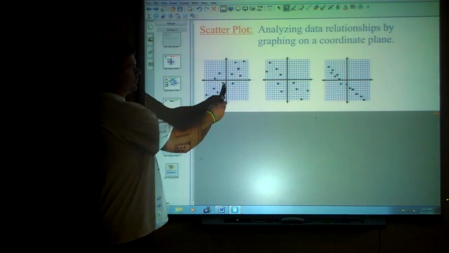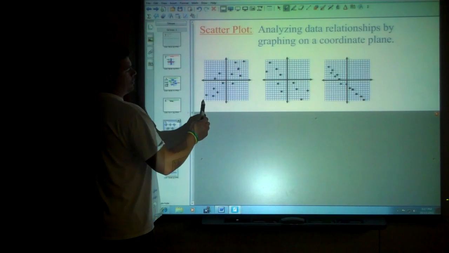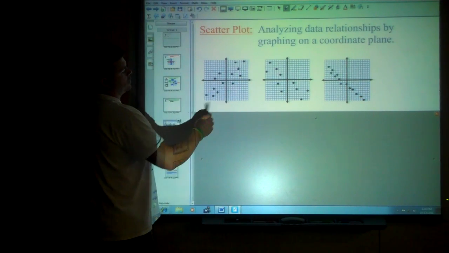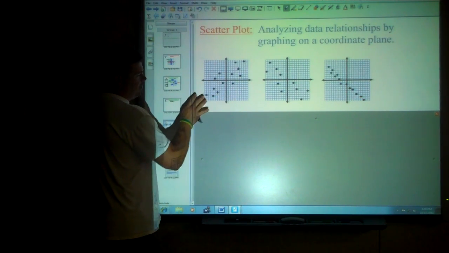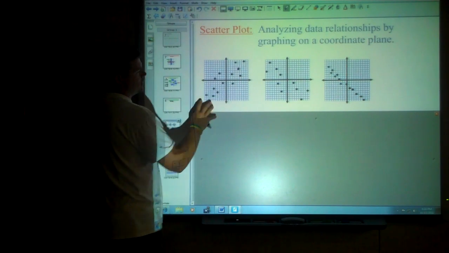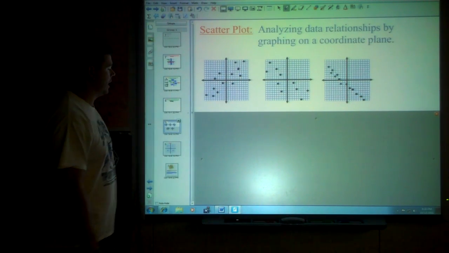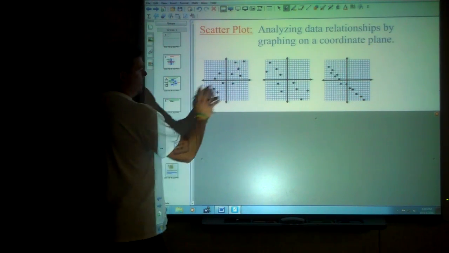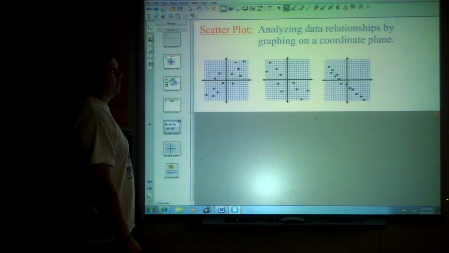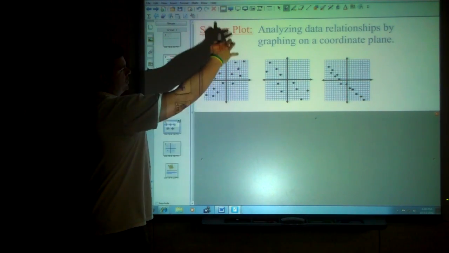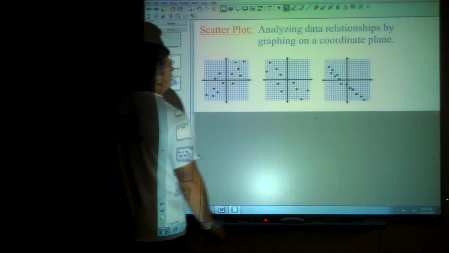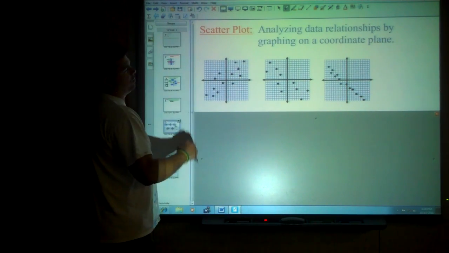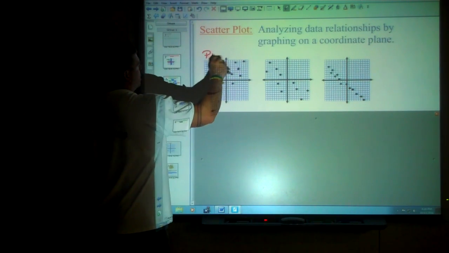You'll notice that there are 3 different coordinate planes. On this coordinate plane, there's scattered dots, but as you look at them, it seems like they're going up as you look at them from left to right. All right? So if it's going up as you look at it from left to right, you would say that it's positive. Okay, so this scatter plot seems to have a positive connection.